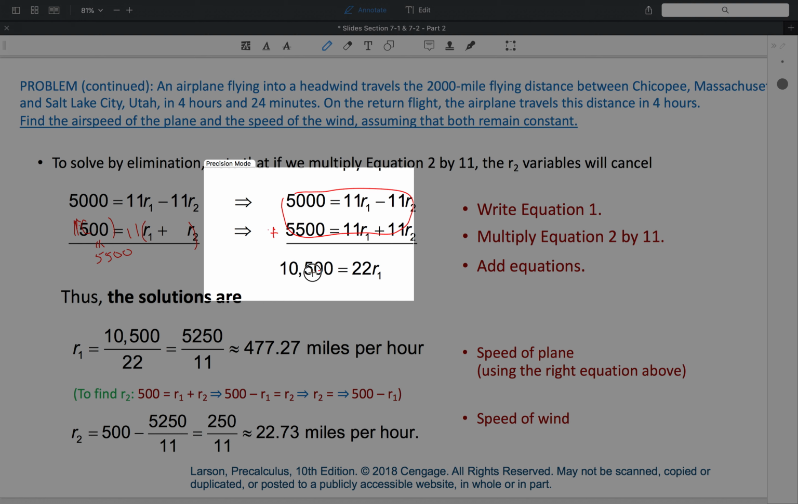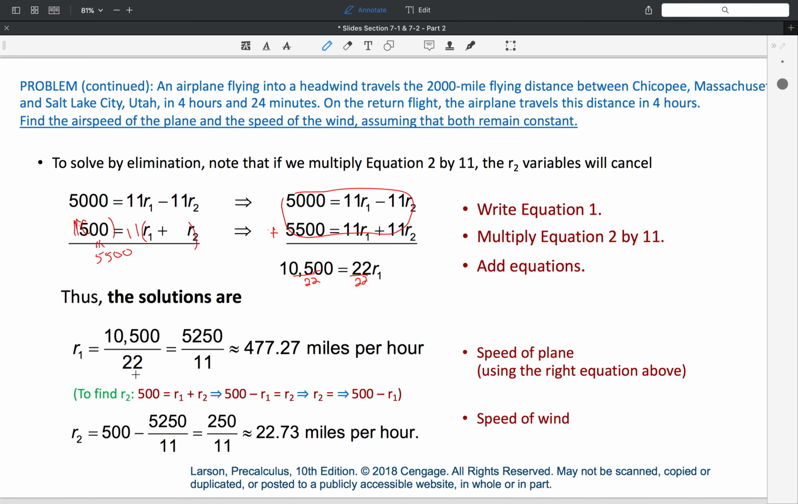So now I can just solve for R1. I can just divide both sides by 22. I'm going to do that in the next slide. So R1 is going to be 10,522. You don't really need to go do this one, but this is what I get for my answer for R1. And now I want to find R2, and I'm going to use this equation here.